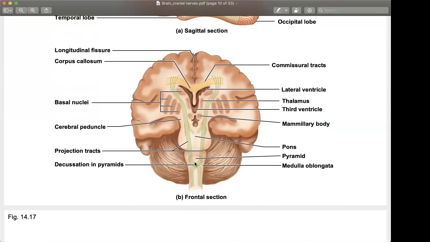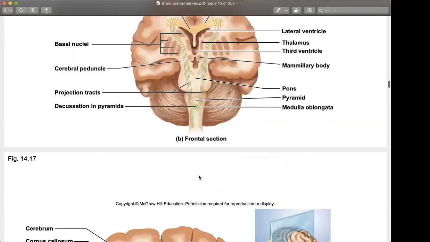And if you notice, there's an area here in the middle of the medulla, just inferior to the pons, where they have what's called the decussation of the pyramids, and that's where the projection fibers cross from one half of the body to the other. I'm sure you've heard before, the left half of your brain controls the right half of your body, and vice versa. That's because of this decussation here in the pyramids. It's where the fibers cross from one side of the body to the other.